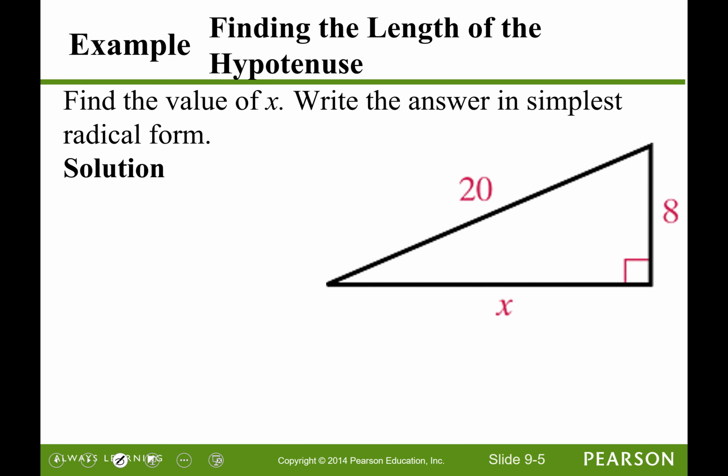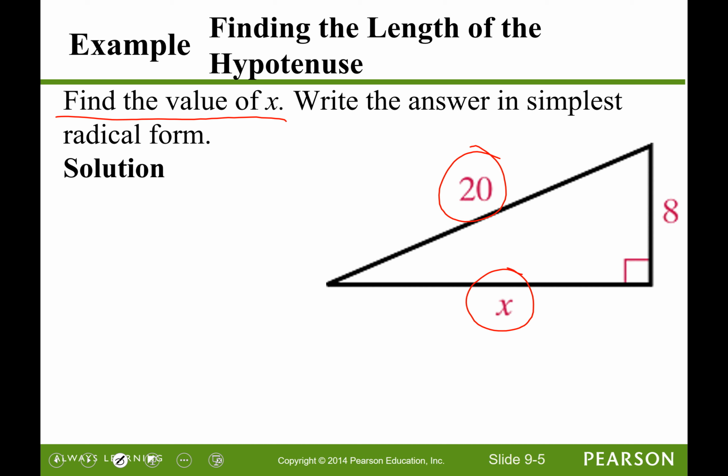Okay, find the length of the hypotenuse. So in this equation, finding the length of the hypotenuse. Well, in this triangle, we were given the length of the hypotenuse. So we're going to use it to find the value of x. And in this triangle, x is representing one of the lengths of the legs. And we're asked to write our answer in simplest radical form.